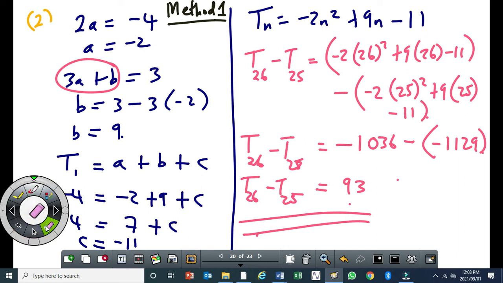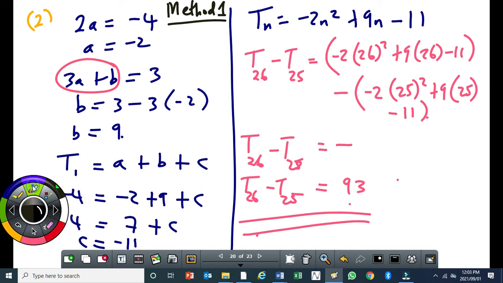So let's remove this. This is the answer for T26. So minus, supposed to be minus what? 1129 minus 1036. And that will give you negative 93. Okay, now it's correct. Alright?